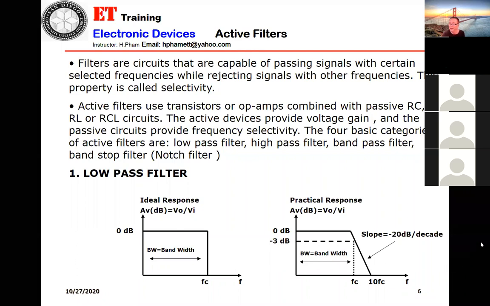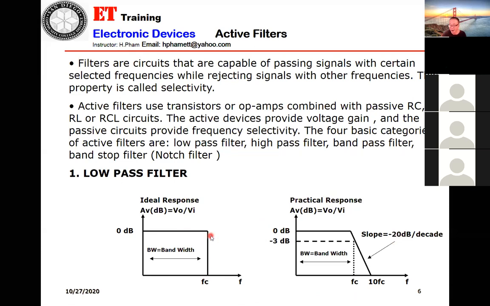The four basic categories of active filter are low pass filter, high pass filter, band pass filter, and band stop filter. First, we're learning the low pass filter. A low pass filter will pass any signal less than the cutoff frequency and higher than 0. But this is the ideal output. Response means output. And now it's practical here.